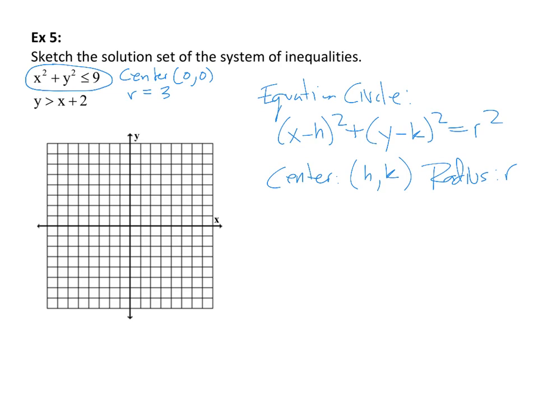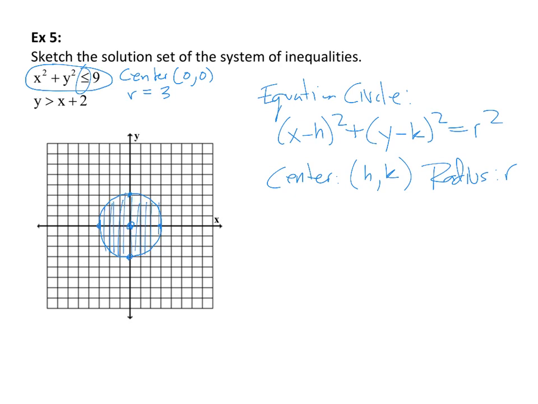So we have (0, 0) for the circle as the center. We go up 3, down 3, left 3, and right 3. We have less than or equal to, so it's going to be a solid line making the circle. And it says less than, so you're either shading inside the circle or outside the circle. Less than means you're shading inside the circle.